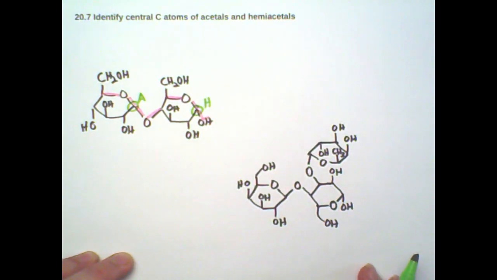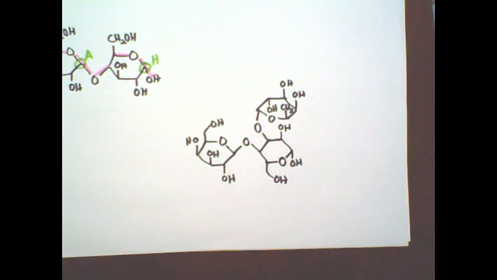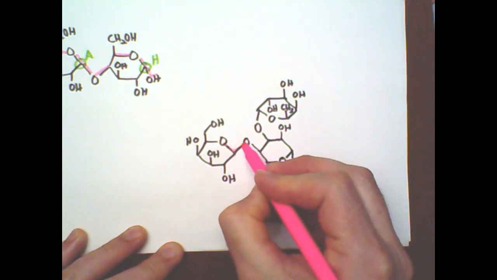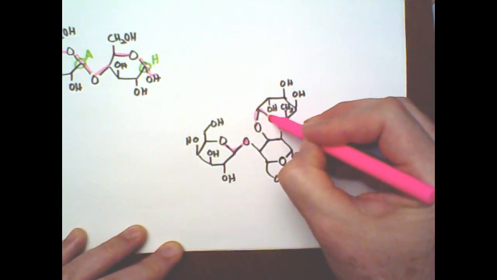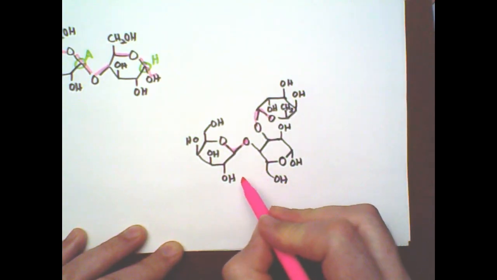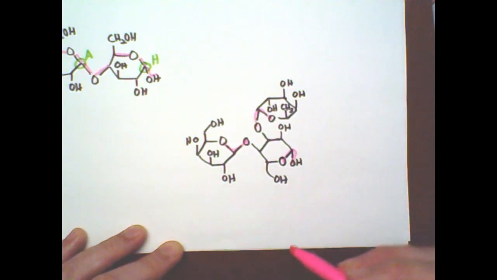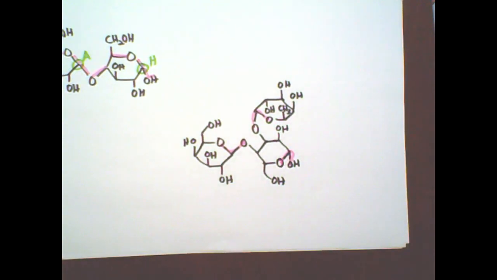Now, sugars are not always drawn in the same orientations. So let's look at this molecule. We're looking for those same oxygen, carbon, oxygen groups. And we can find one on each of these 3 sugar monomers.